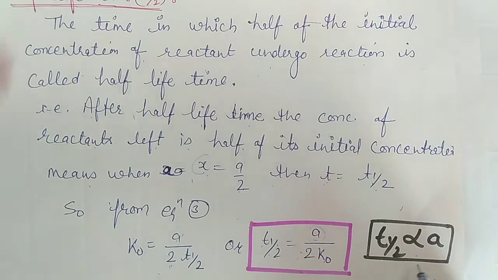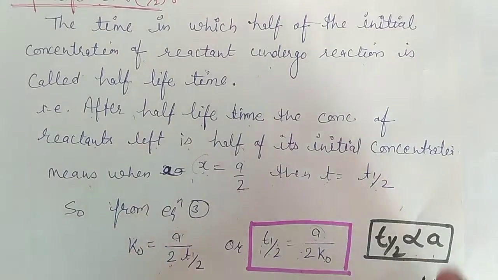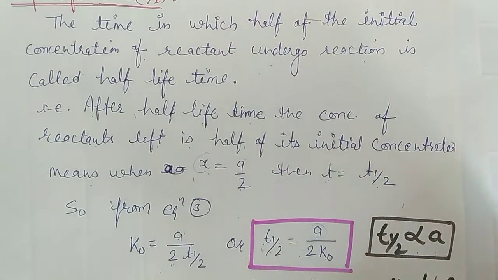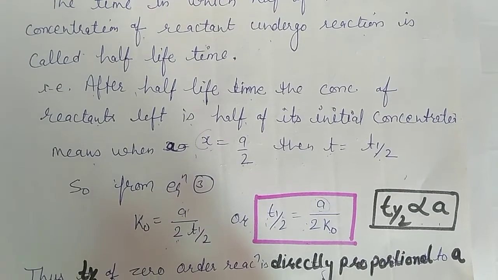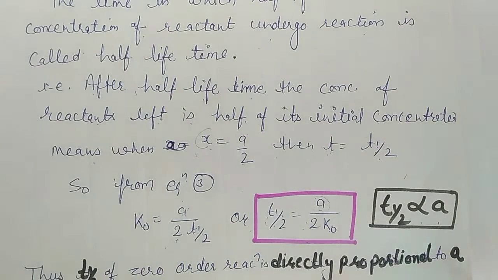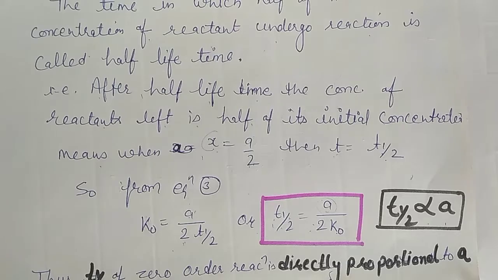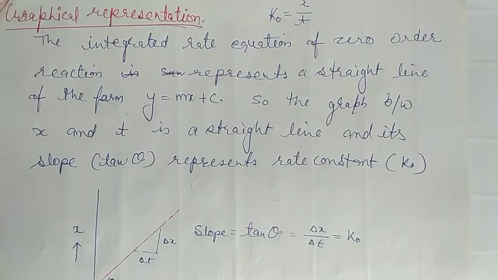The more the initial concentration, the more will be the t half. The less the initial concentration, the less will be the t half. Okay, clear? Thus, the t half is directly proportional to initial concentration a. Clear? Now, we will show the graphical representation of the zero order reaction.